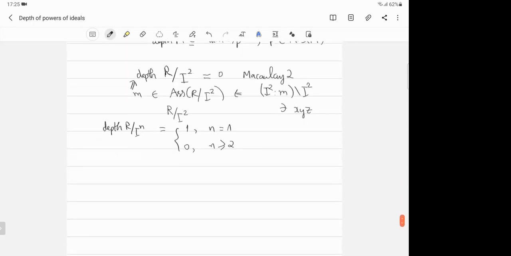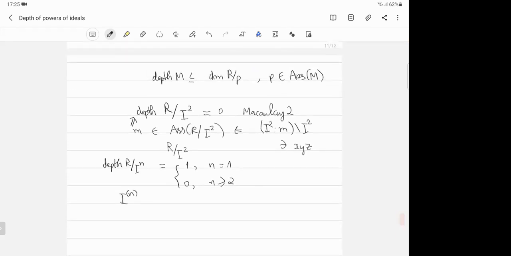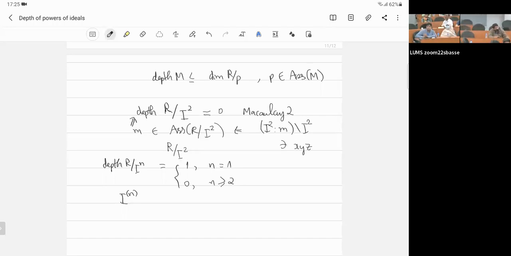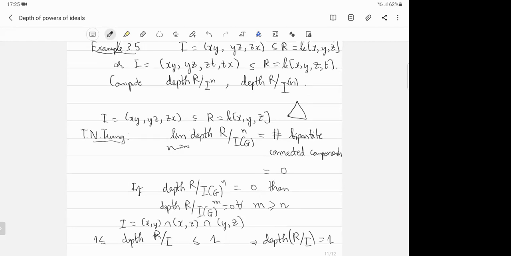So how about the symbolic powers? In the case of I square, we can't apply that graph result of Chung, the number of bipartite components. Sorry, this result only gives you the asymptotic value of that. It does not tell you the value of the depth of the small powers.